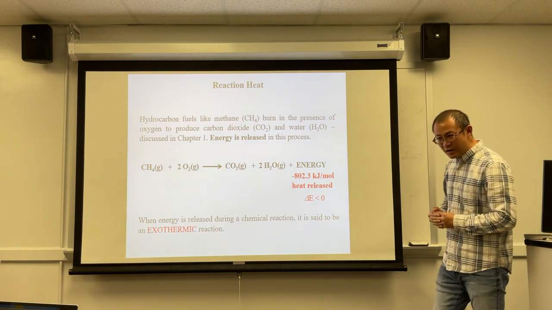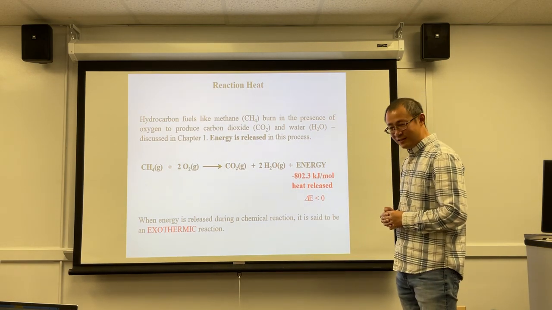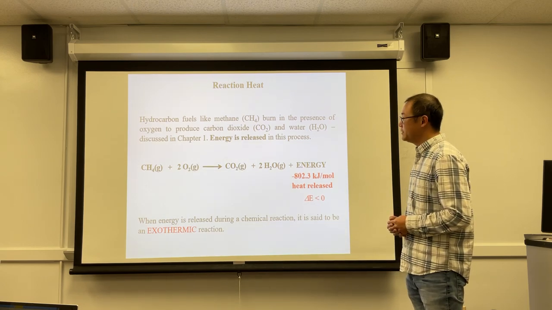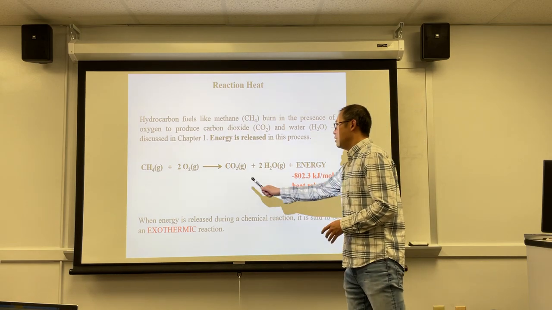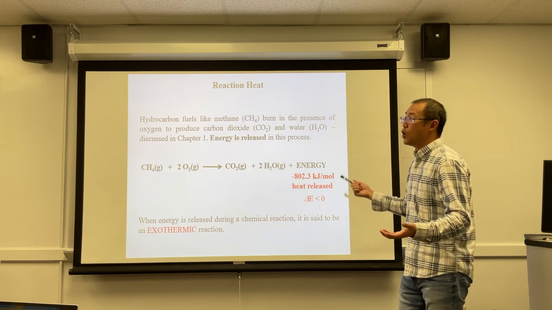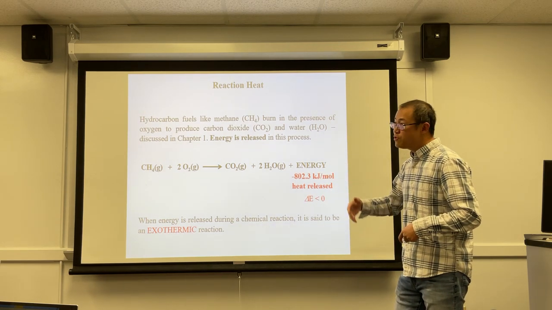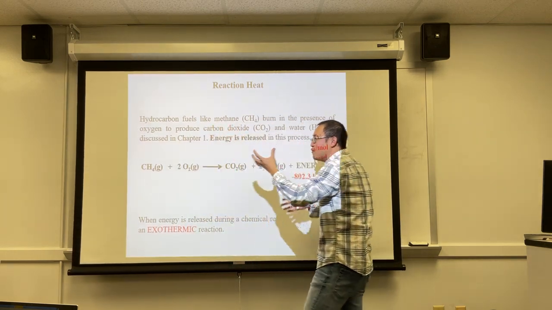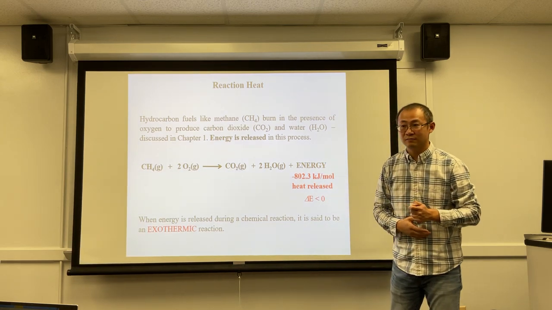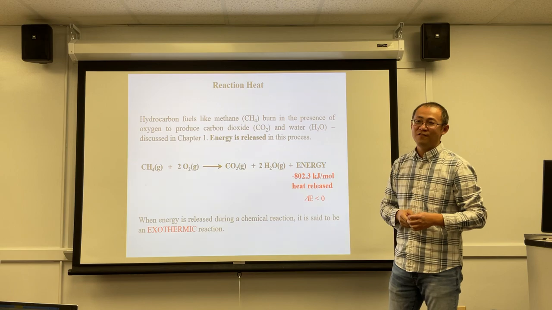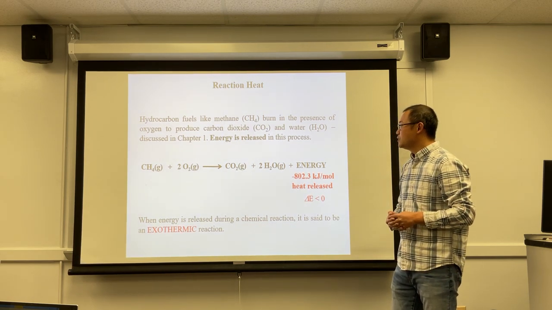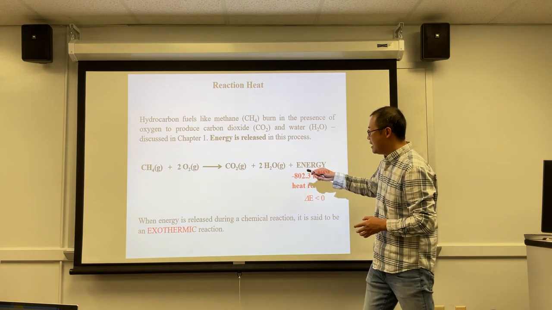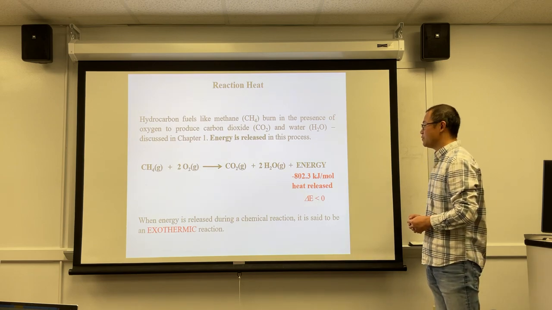When we burn a fossil fuel, such as methane, CH4, a very simple fossil fuel, we know the products are CO2 and H2O, because carbon and hydrogen are combining with oxygen. And we also know that when burning any type of fossil fuel, the potential energy of the fossil fuel will be released. Heat will be released for these reactions. And because heat is released in these reactions, we call them exothermic reactions.